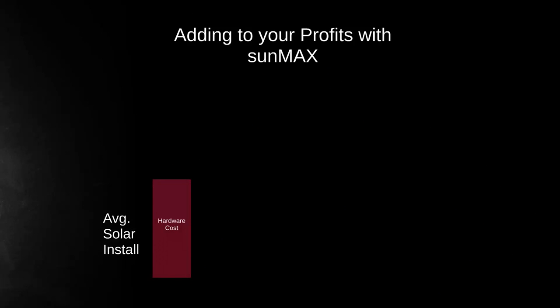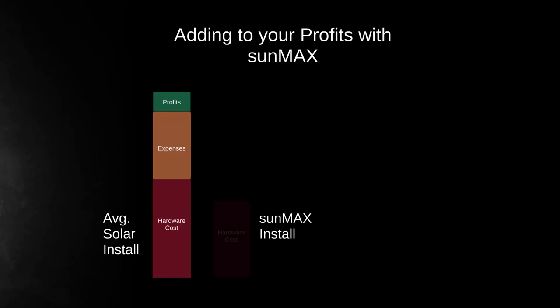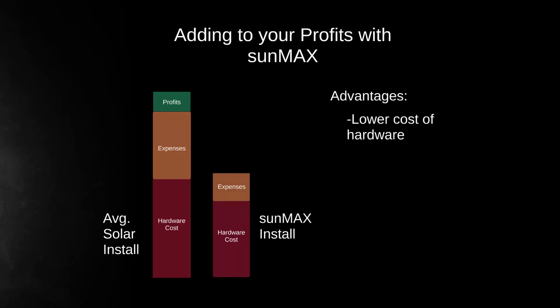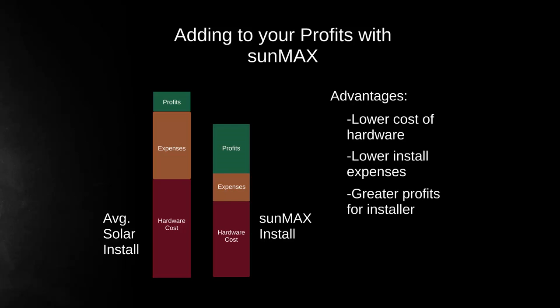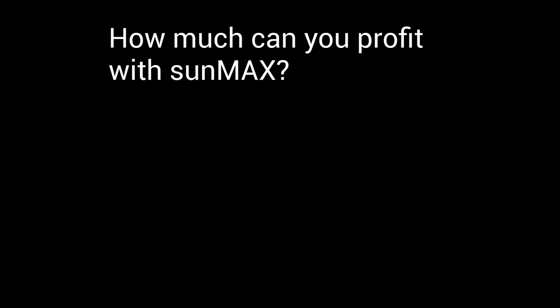In the typical solar install, customers pay for or finance the total install cost. This includes the cost of hardware, install-related costs like labor, permitting, electrical work, etc. The remainder makes up the net profit margin for the installer. SunMax installs feature a much lower cost of hardware than the market average. SunMax also helps reduce installer costs and overhead dramatically. This ends up giving SunMax installers much more room to profit than their competitors, while still providing the best available price to customers. How much can you expect to profit with SunMax?